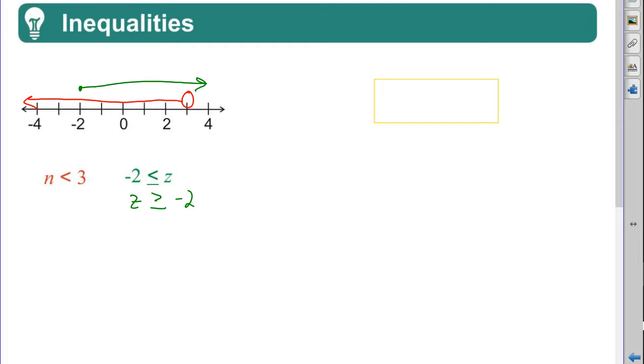Remember, whenever your variable's on the left, then your inequality symbol points in the same direction as the arrow goes, right? Makes sense and makes life easy. Okay, so a couple inequalities there.